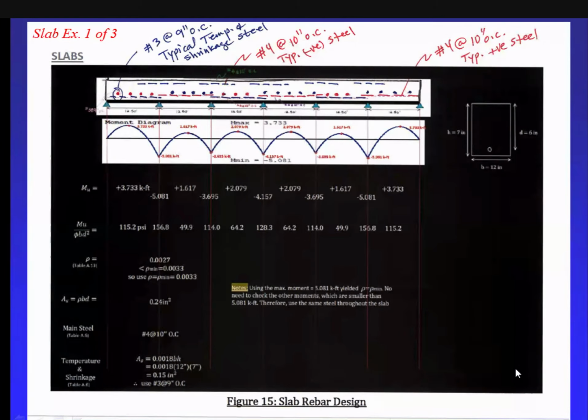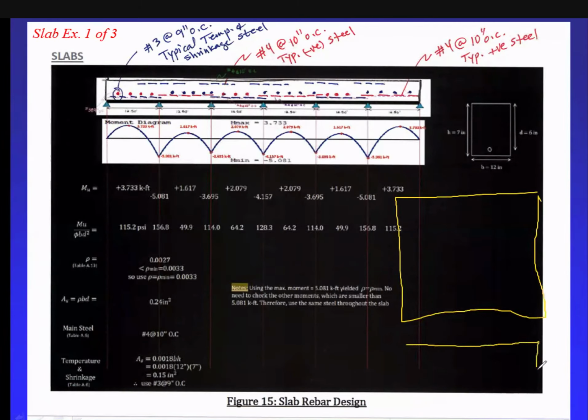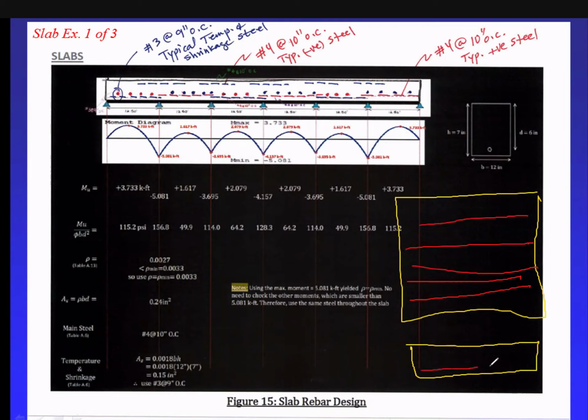So let me draw my slab again. Remember we said that's the slab. So we said that the main steel is going to be in this direction. Okay. Now, in the cross section, it is going to be right there at the bottom.